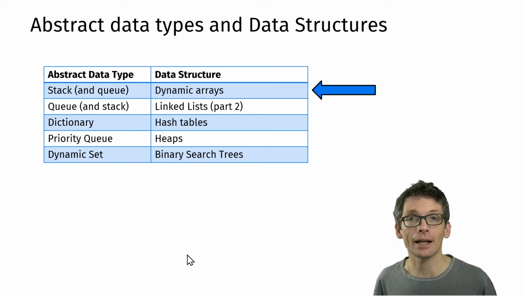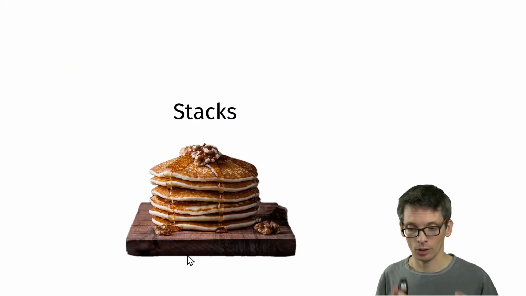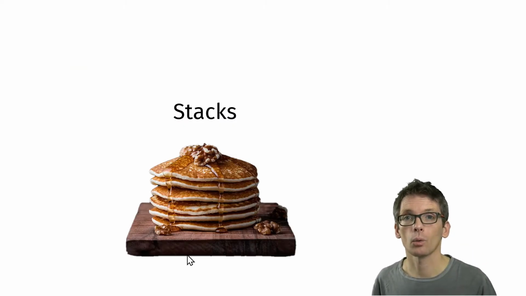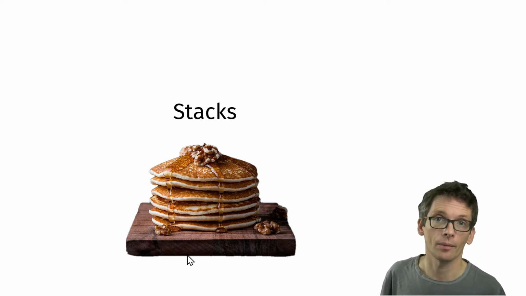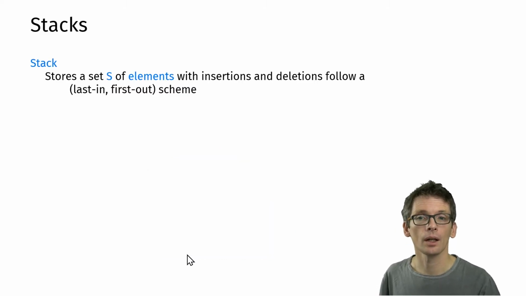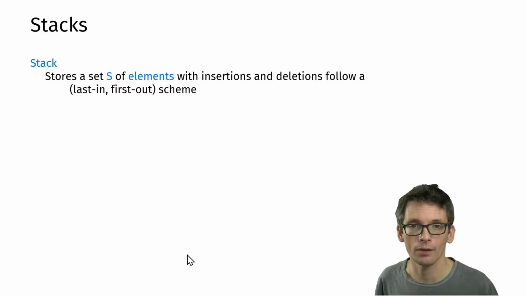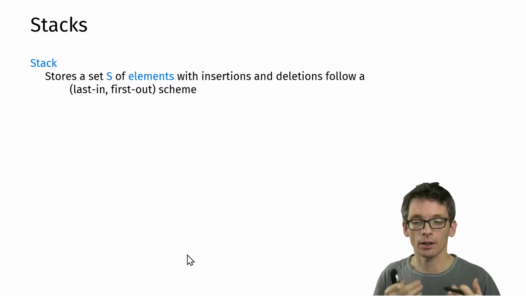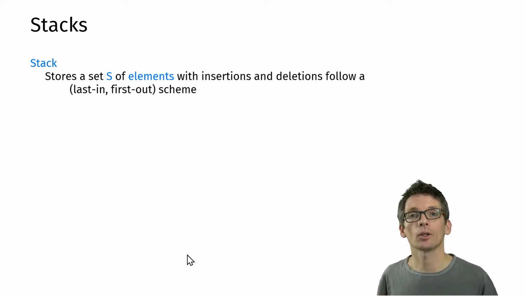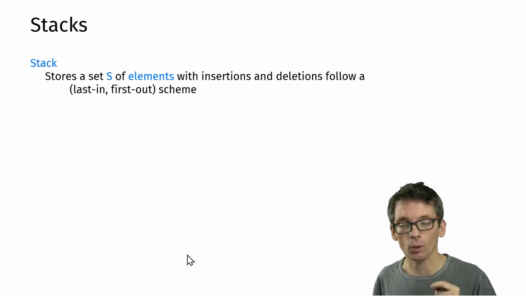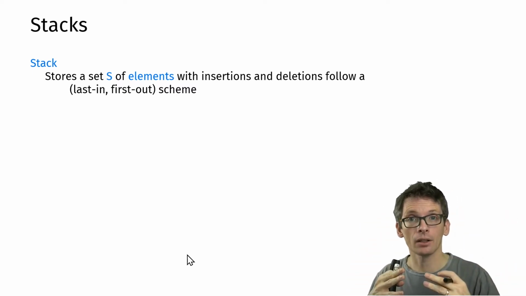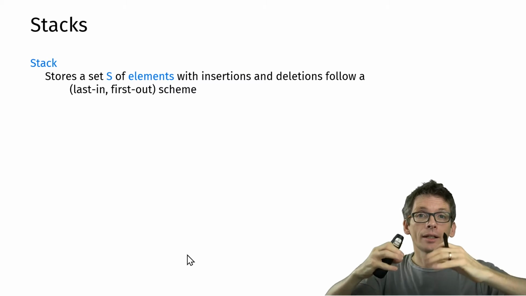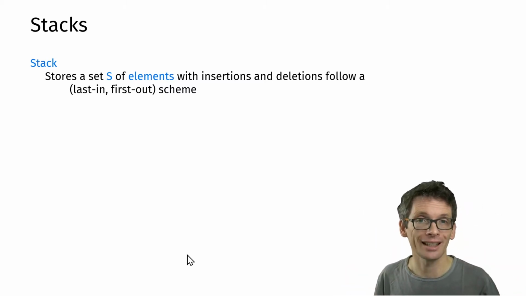So let's start with stacks. Here you see a stack. What is special about a stack? Whatever element is on top is the element that I can also access. More specifically, a stack stores a set of elements. I want to be able to support insertions and deletions, and I want to support them in a last in, first out scheme. What does that mean? Whatever was added last is the one that is taken out first when I delete.